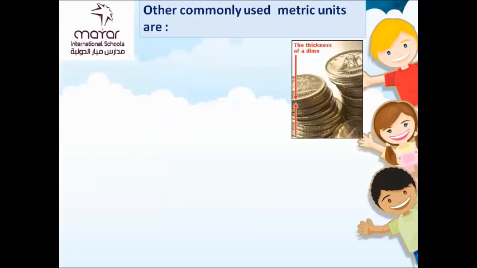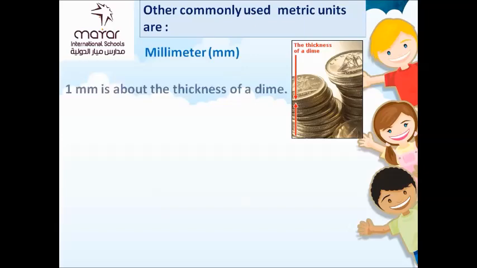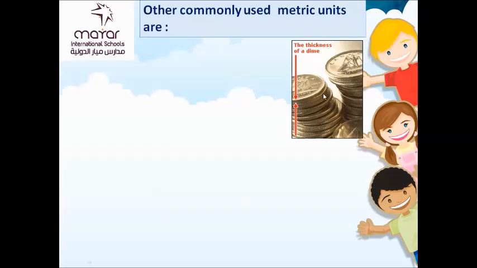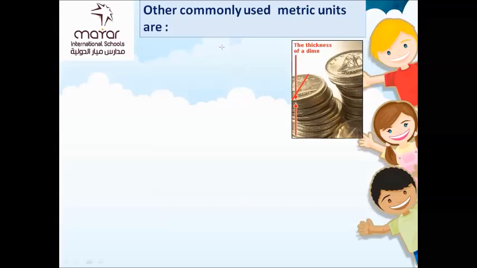Now, what about millimeter? Millimeter is the smallest unit. Do you see the dime? Imagine that the thickness of a dime is a millimeter. Okay, what about the diameter of the dime? Diameter, which is this. What do we mean by diameter? This is the diameter. So the diameter of the dime is measured with what? Excellent, with centimeter. But we are talking about the thickness, a small thickness. It's millimeter.